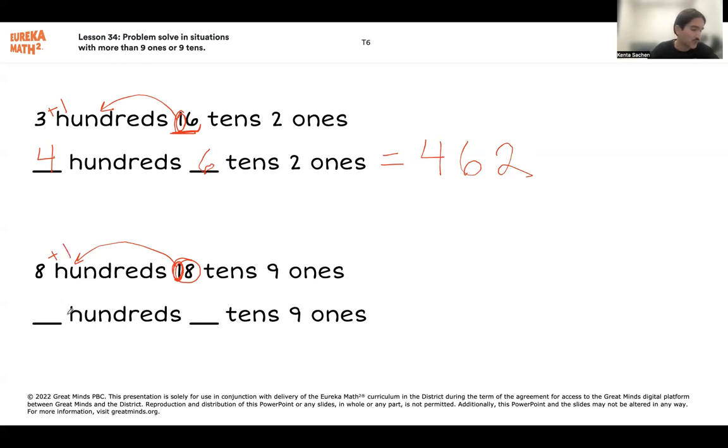So now how many hundreds do we have, Vanya? 9, right? 8 plus 1. And how many tens do we have now? It's not 18. How many tens, Isabella? 8 now, right? Because we took 10 away. So now we only have 8 tens. 18 minus 10 is 8. And what number is 9 hundreds, 8 tens, and 9 ones? Amelia? Nice, 989. Great job.